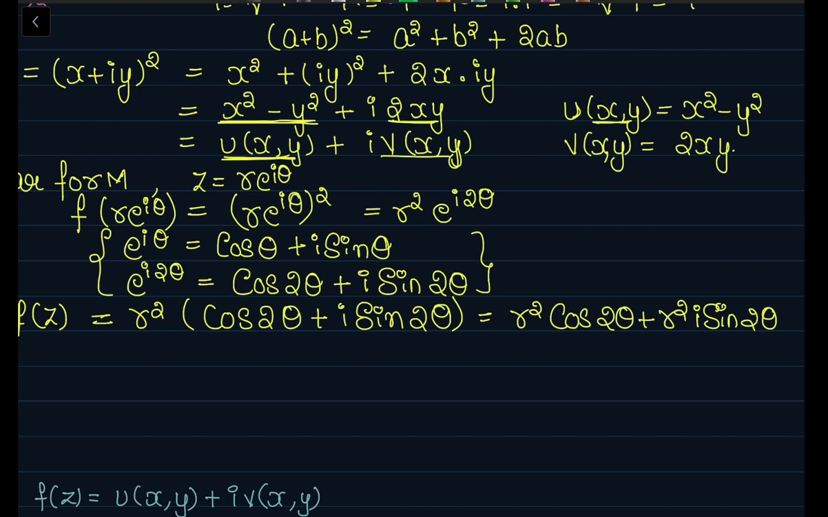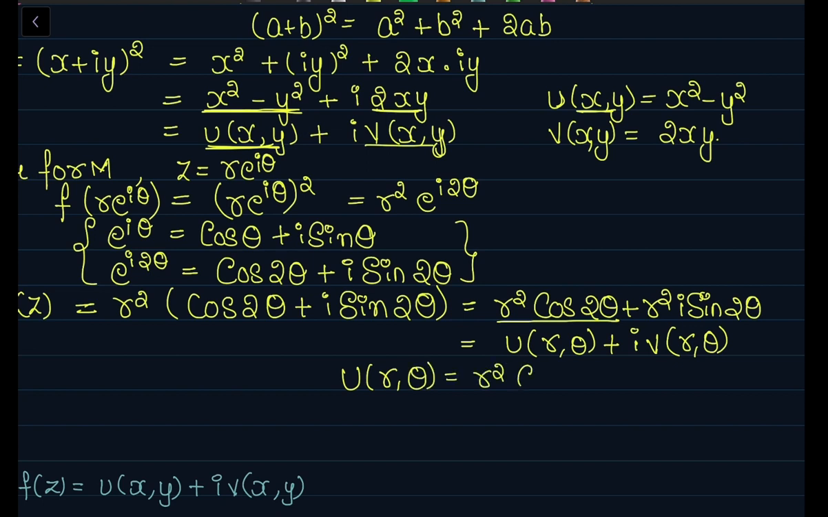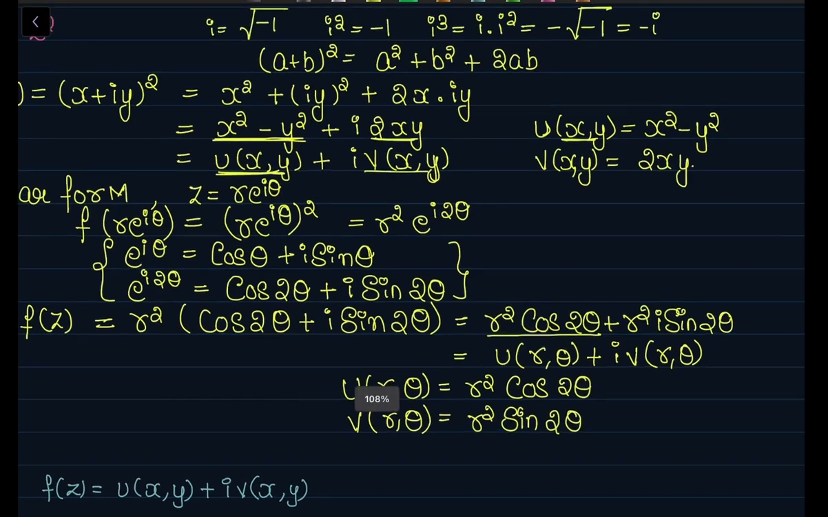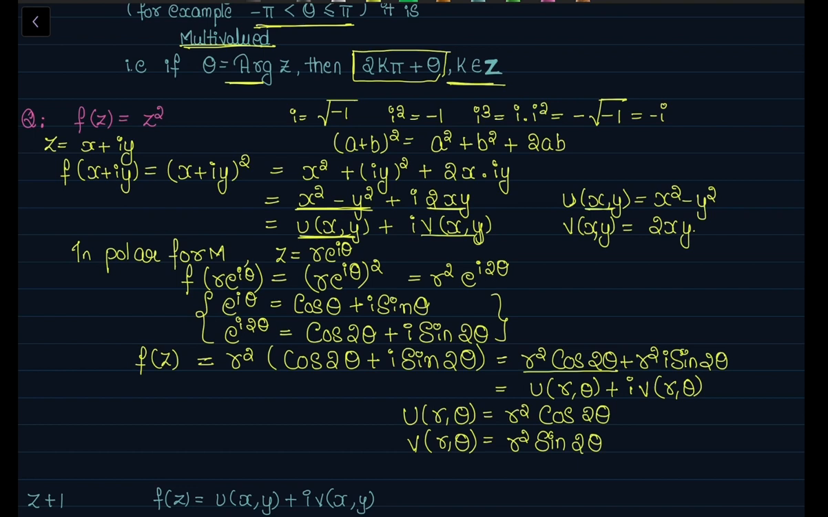So when you get this, what you have to do next? You have to separate the imaginary and real part. So this is your real part. Now we are comparing it with u of r comma theta plus iota v of r comma theta. So from here I will get the real part to be r square cos 2 theta, and the imaginary part would be r square sin 2 theta. So this is the solution of the given question, that is f of z is equal to z square, and we have to find the real and imaginary part in the rectangular form and the polar form.